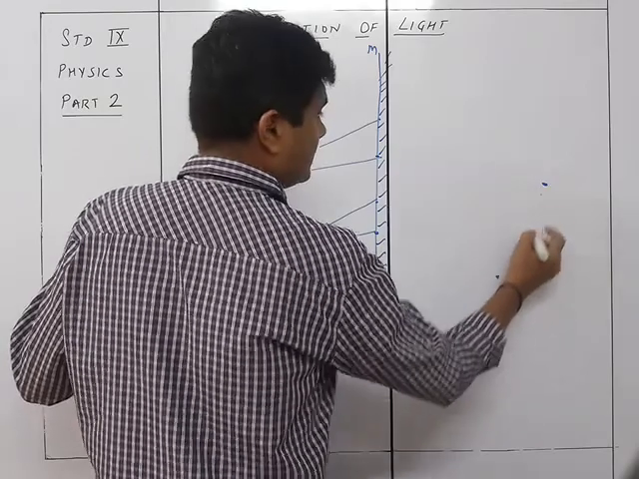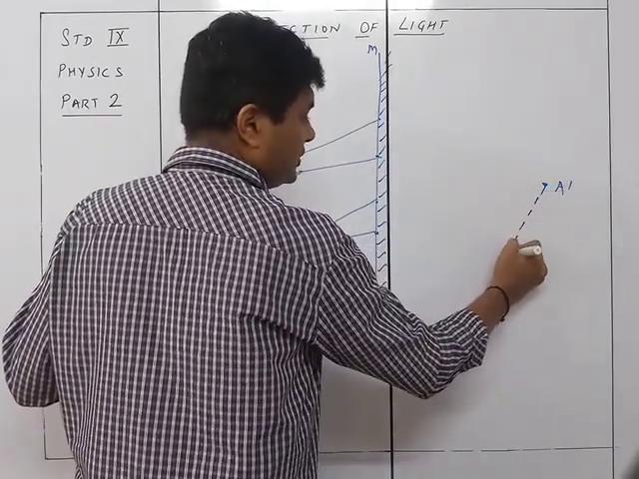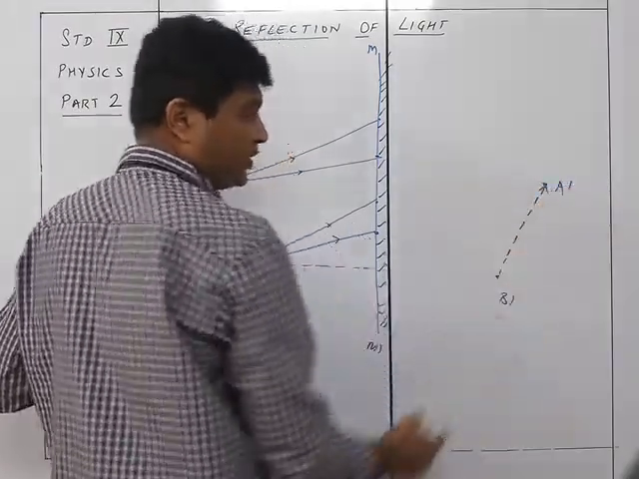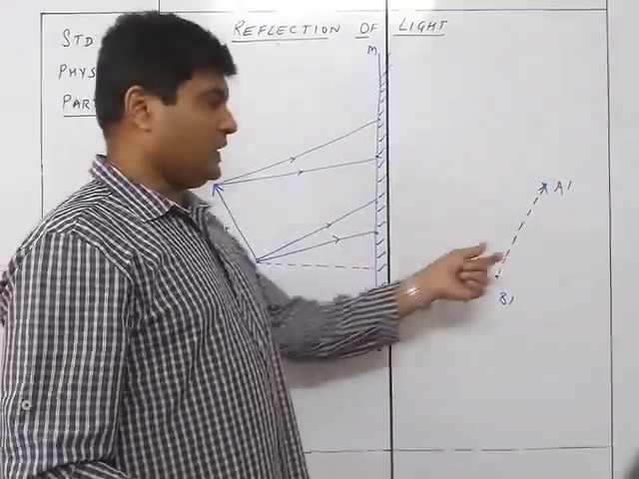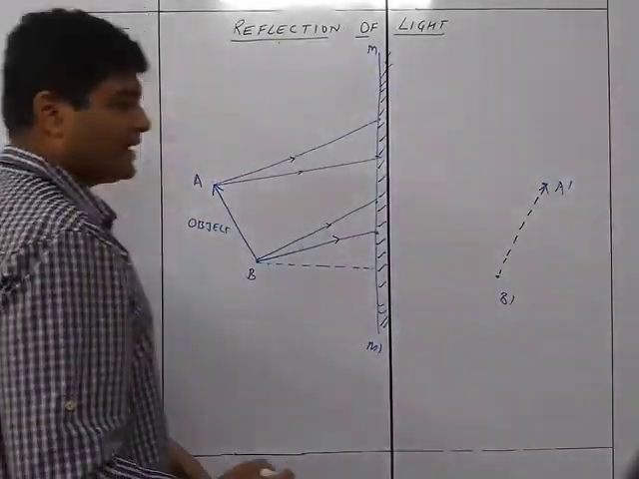This will be A dash. So this is your required image, which will be a dotted image because it's virtual. It is not actually there. It is virtual. It is behind the mirror. That's why virtual. अब क्या करेंगे?